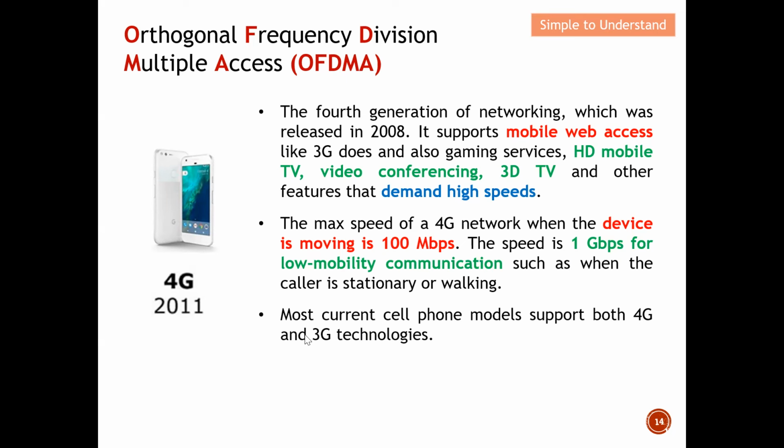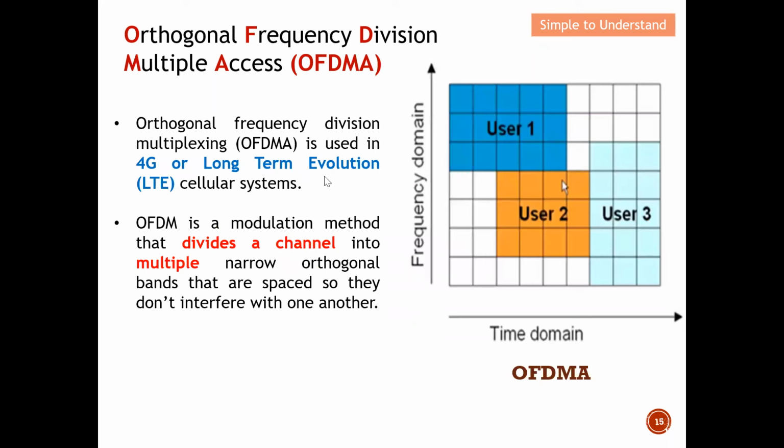Okay, so I think 3G, a lot of places have already started to sunset. So they start to have 4G, and now we are actually going into the era of 5G. Next, this 4G is using orthogonal frequency division multiplexing, OFDMA, which is actually used in 4G, or what they call LTE, long-term evolution cellular system. This OFDMA is a modulation method that divides a channel into multiple narrow orthogonal bands that are spaced so that they don't interfere with one another.